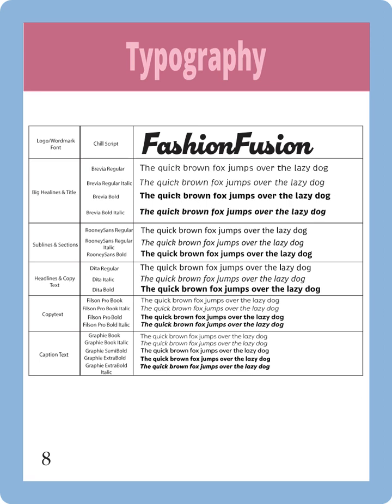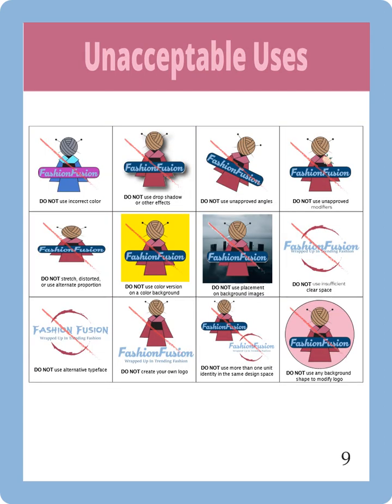Typography. Here you can find the different fonts used by the brand. The first font is the font used for the brand's logo, which is the word mark portion of it. Unacceptable uses. Here you can find examples of the different unacceptable uses for the brand.